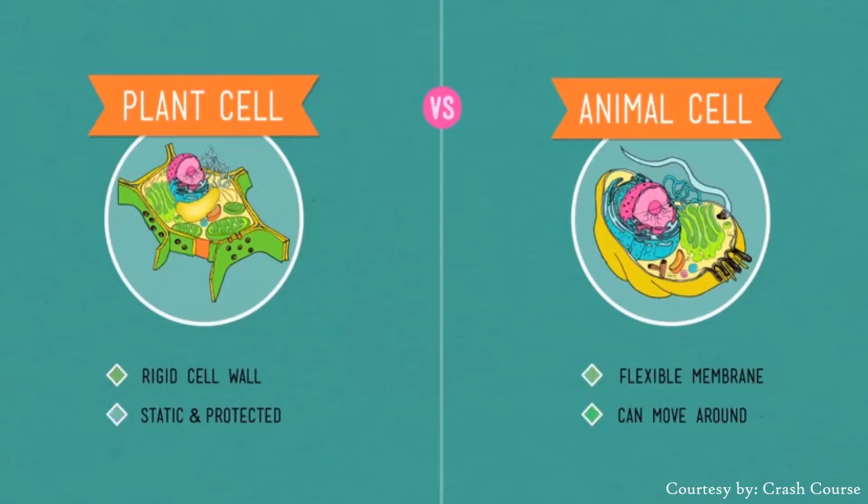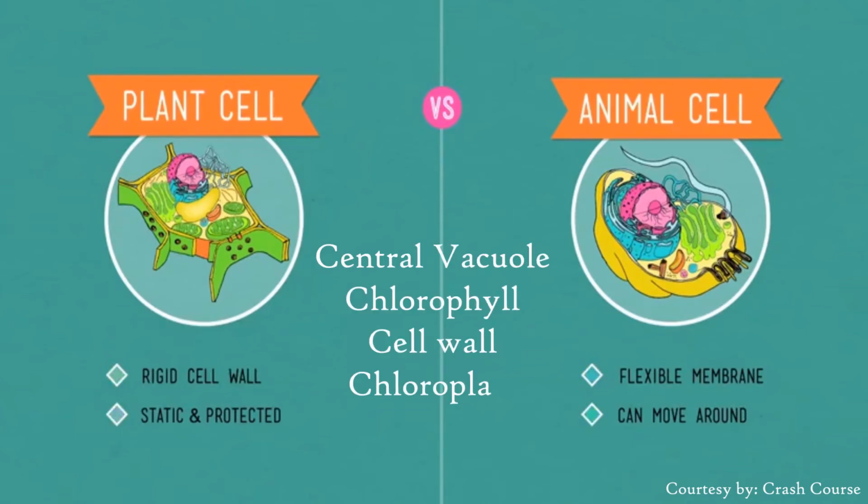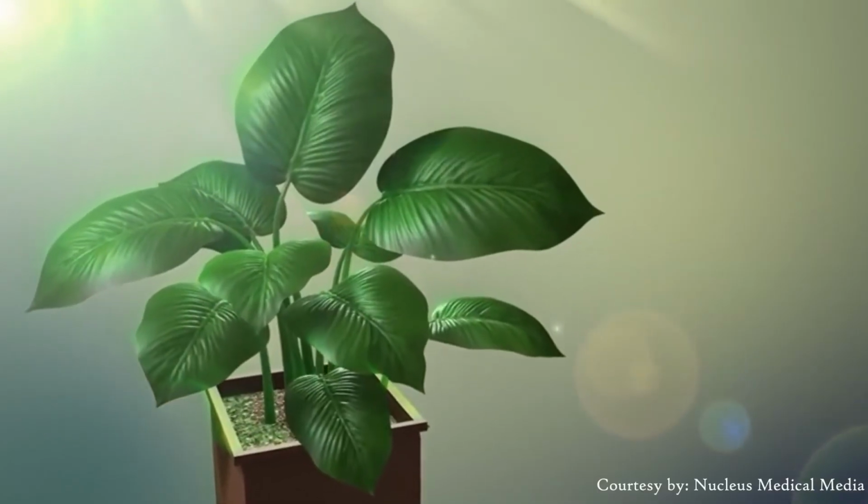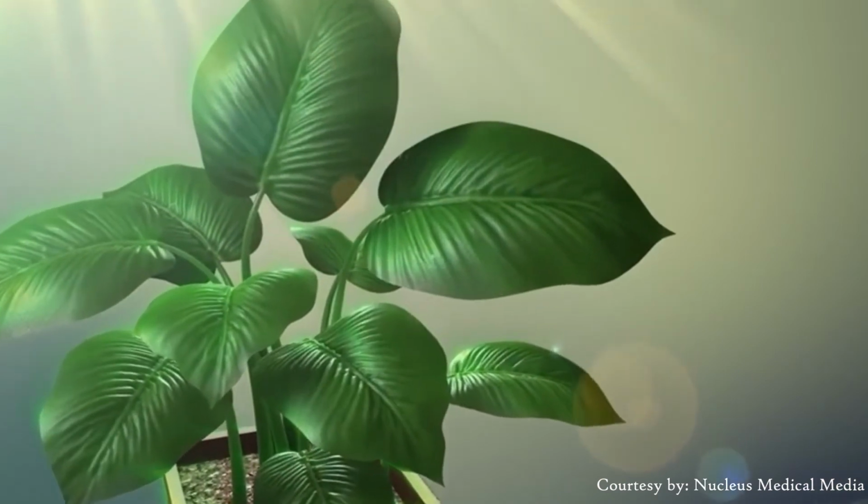The differences between plant and animal cells are the central vacuole, chlorophyll, cell wall, and chloroplast. These four only exist in plant cells, and all other organelles in animal cells are also in plant cells.